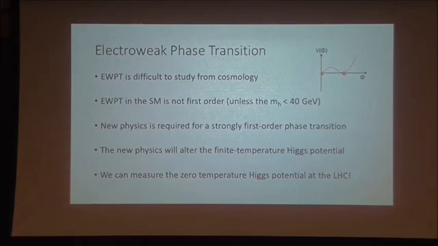And the good thing is the Lagrangian that describes the finite temperature physics is exactly the same as the zero temperature physics other than a temperature effect. So we can measure the zero temperature Higgs potential at the LHC to learn about the finite temperature Higgs potential.